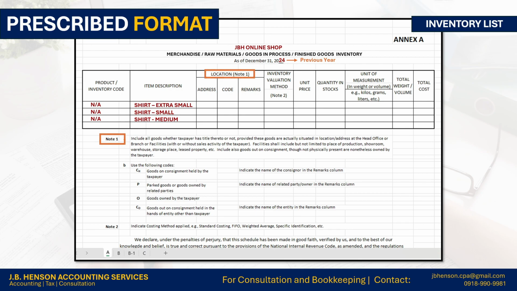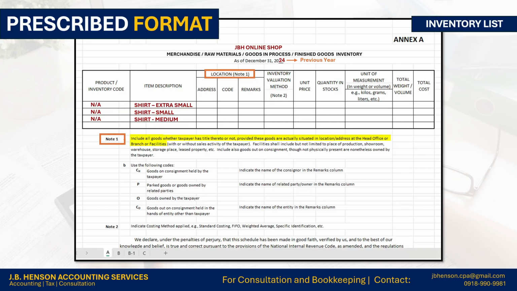So we need to put the address or location of the item here, whether located in the head office or branch, or facilities such as warehouses, storage places, or even those on stores na hindi naman sa atin pero may mga items tayo sa kanila on consignment. So again, you may include all goods, whether taxpayer has title thereto or not. Meaning, whether tayo ang may-ari or pinalagay lang or mga pinapabenta lang, provided na nasa facilities natin ng mga to, then we need to include them as well.